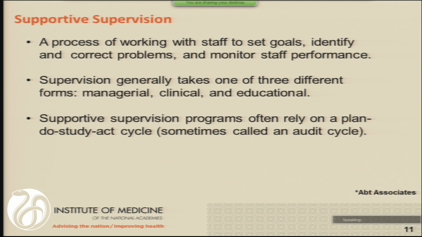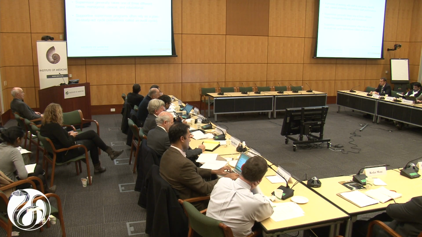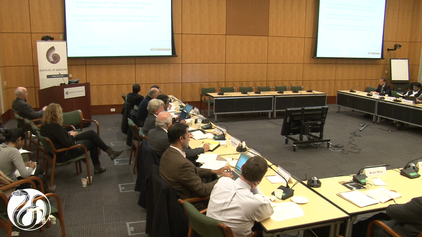And the supervision can have various domains. This could be managerial, it could be clinical, or it could be educational. And typically the supportive supervision follows the so-called PDSA cycle or an audit cycle. There's a planning phase, and there's a doing phase, then studying, and then acting. Quite similar to what I described earlier. Next, please.